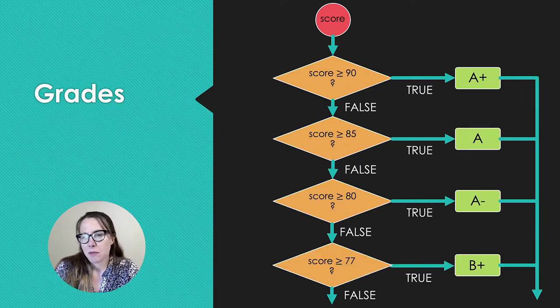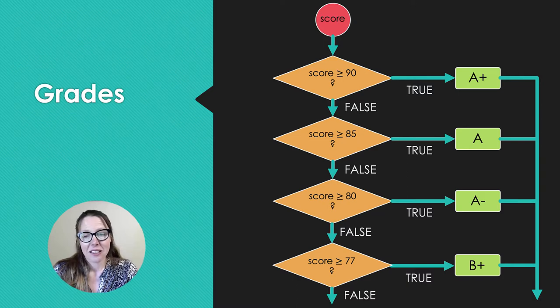So for instance, we've talked about grades in the past. And so if we have a score for a specific exam, then we can look and say, is that score greater than or equal to 90? If it is, then the result is that the grade, the letter grade, should be an A+. If not, we have to reevaluate because we don't yet have a letter grade. So we can then check if the score is greater than or equal to 85. If it is, which means it's less than 90, but it's greater than or equal to 85, so it's between 85 and 89, then the letter grade is an A.